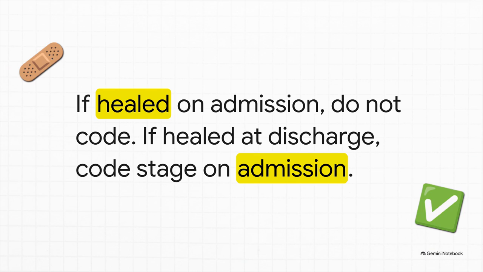But what about ulcers that are actually healing? Here are your hard and fast rules. Healed on admission? Do not code it at all. Described as healing? Just assign the stage based on the documented depth. And what if it was present on admission but completely healed at discharge? Simply assign the code for the stage it was at when they first walked through the hospital doors.